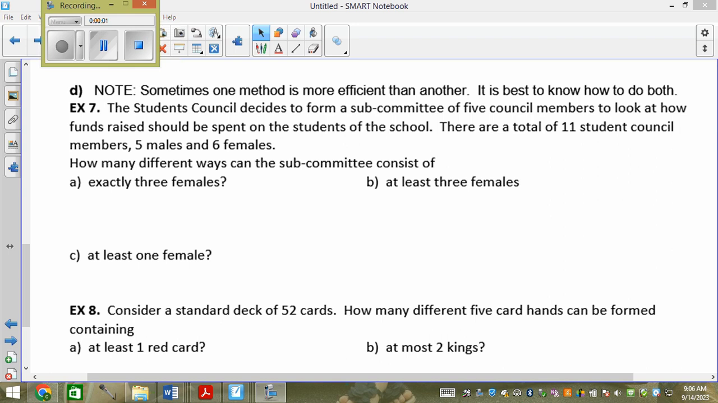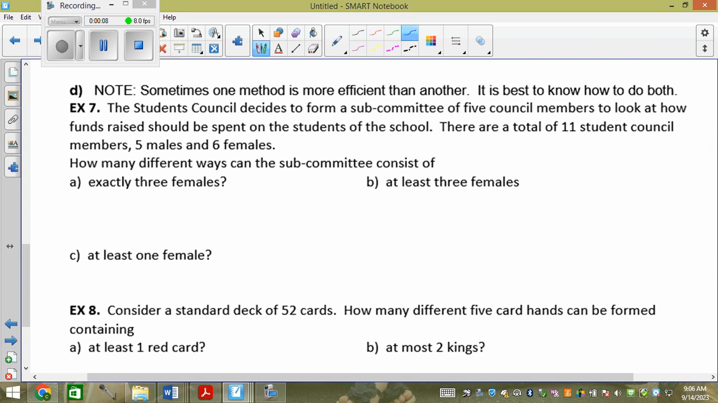The student council decides to form a subcommittee of 5 council members. So every single case you make has to have 5 people in it, right? To look at how funds raised should be spent on the students at the school, there are a total of 11 student council members, so that's your total. 5 of which are males, 6 are females. How many different ways can a subcommittee consist of?